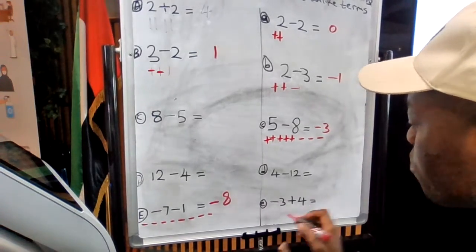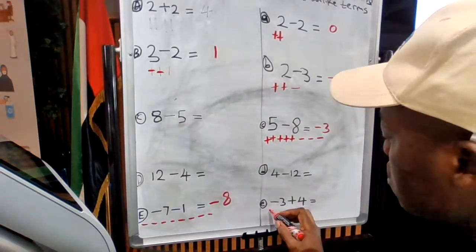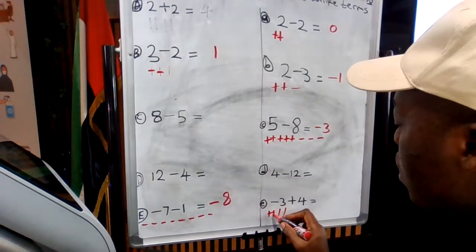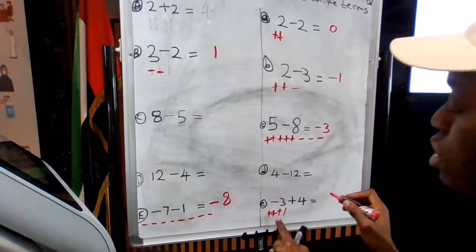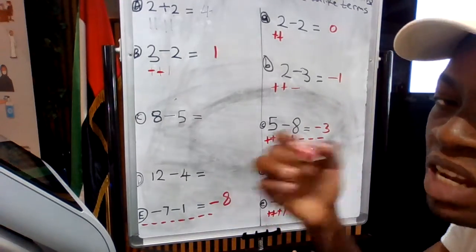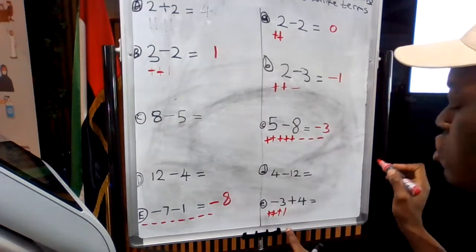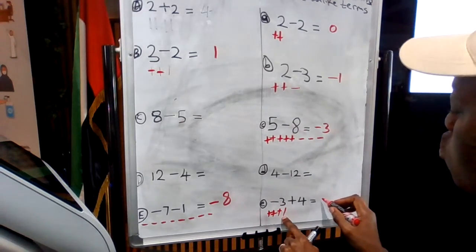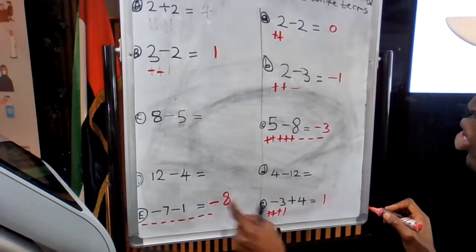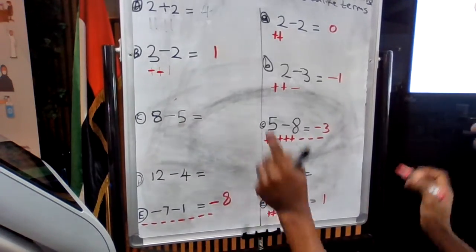That is plus 4. Count 4: 1, 2, 3, 4. Take away 3. Take away 1, take away 2, take away 3. You can only take away when you have counted something. If you have not counted anything, just do the take away straight up. So this is what? 1, which is the same thing as plus 1. So try to do this, and this.